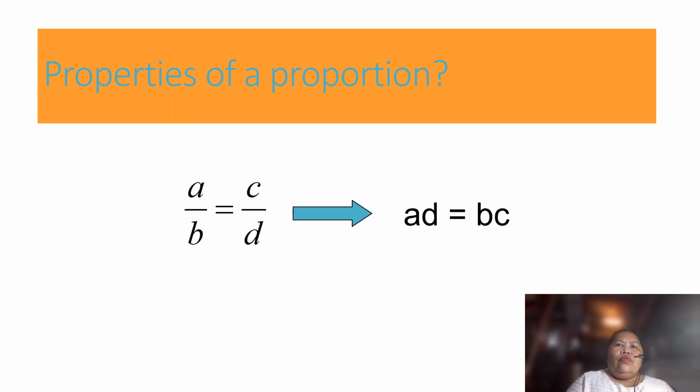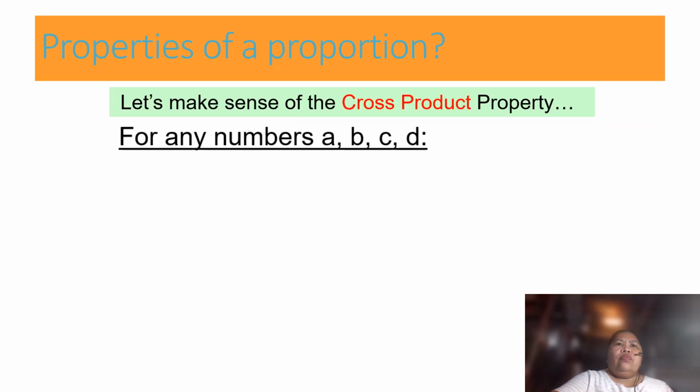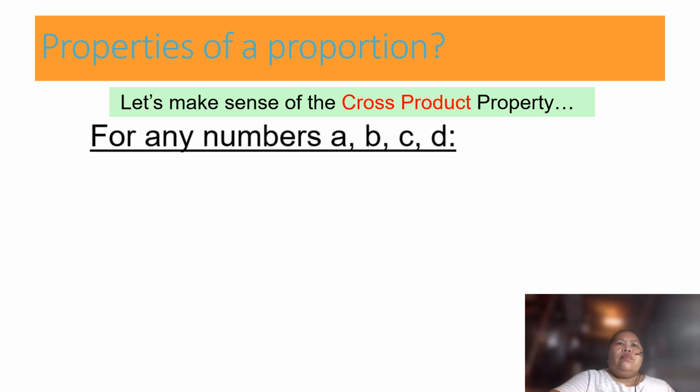Okay, so doing this, we have AD is equal to BC. So the D and B are the means, and the A and B are the extremes, by the cross product property. Now let's make sense of the cross product property. For any numbers A, B, C, and D, A over B is equal to C over D.